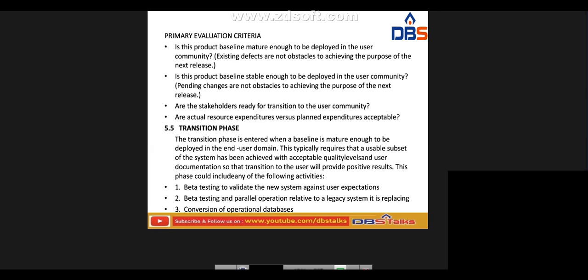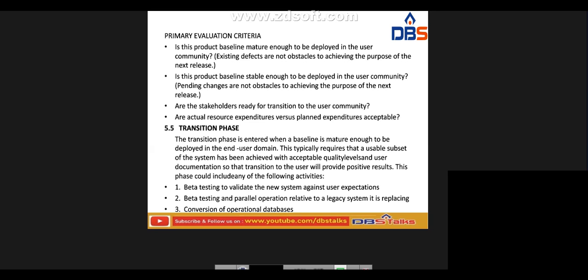Next one is the last phase, that is the transition phase. It is the deployment phase. The transition phase is entered when a baseline is mature enough to be deployed in the end user domain. This typically requires that a usable subset of the system has been achieved with acceptable quality levels and user documentation, so that the transition to the user will provide positive results. So everything will be perfectly deployed for the end user, which may give positive results.